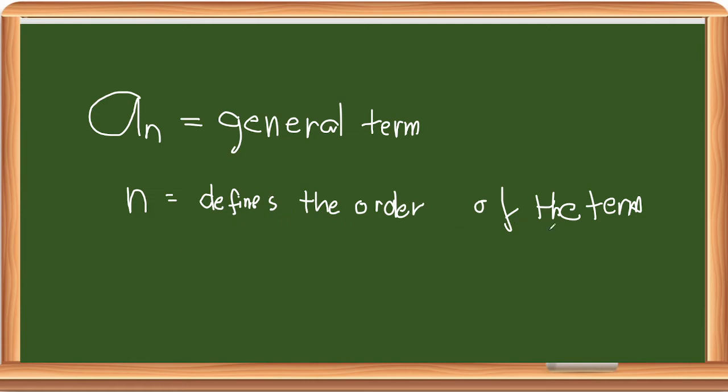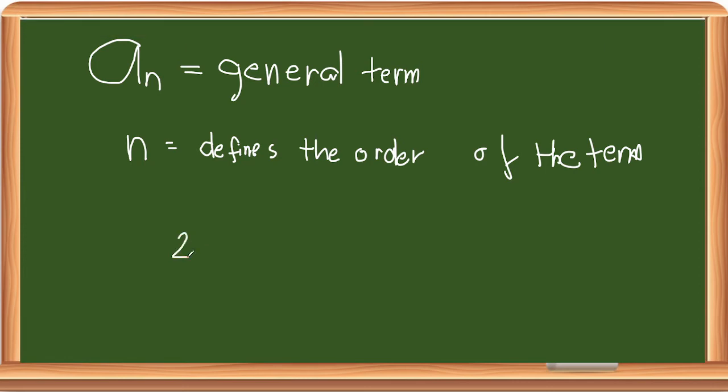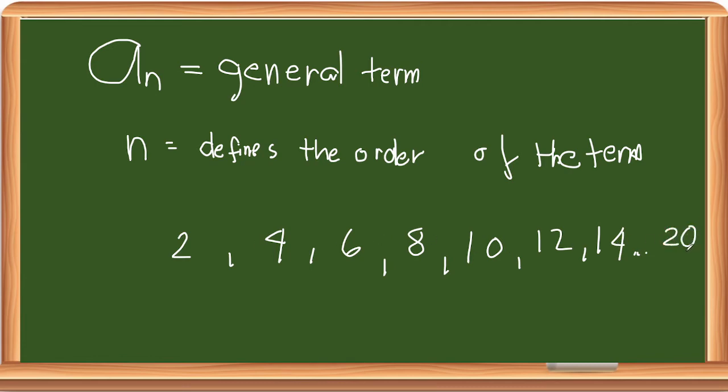Ito, yung defines the order of the term. For example, you have multiples of 2. Okay, the first 10 multiples of 2. So, we have 2, 4, 6, 8, 10, 12, 14, and so on and so forth hanggang 10 sabi, di ba? 10 multiples of 2. 1, 2, 3, 4, 5, 6, 7. So, hanggang 20 siya, kasi yung 20 yung pang 10.